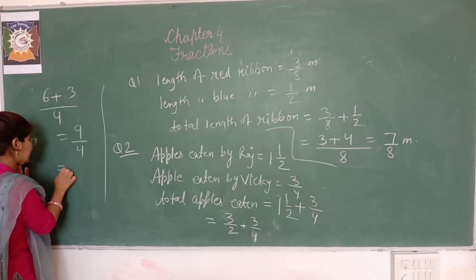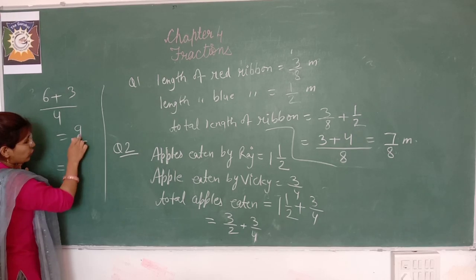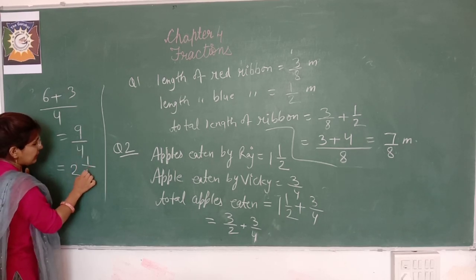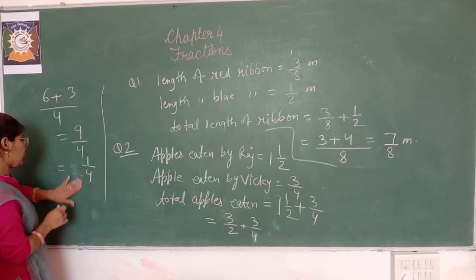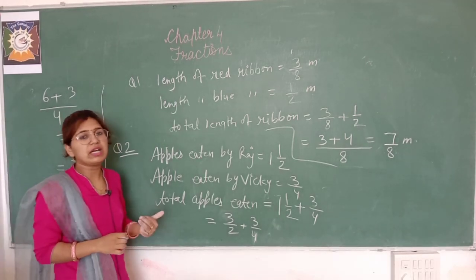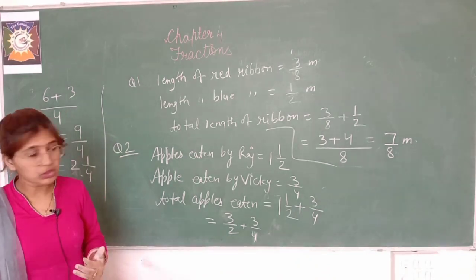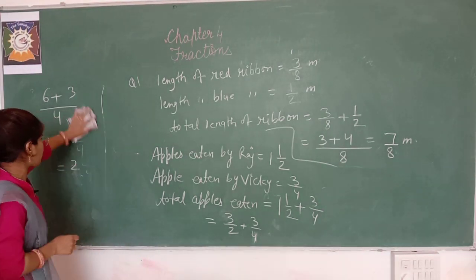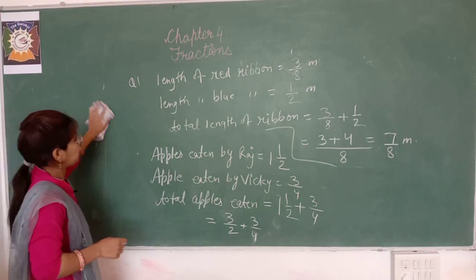So convert it into a mixed fraction. You get 4 2s are 8, 1 left and this is 4. It means that 2 whole 1/4 apples are eaten by both the boys. After solving this question, we will do the last part of this exercise, that is question number 3.